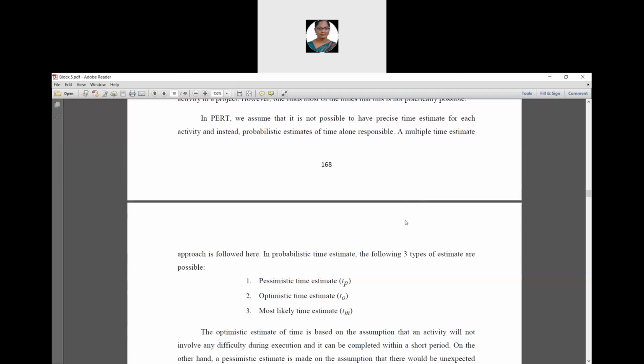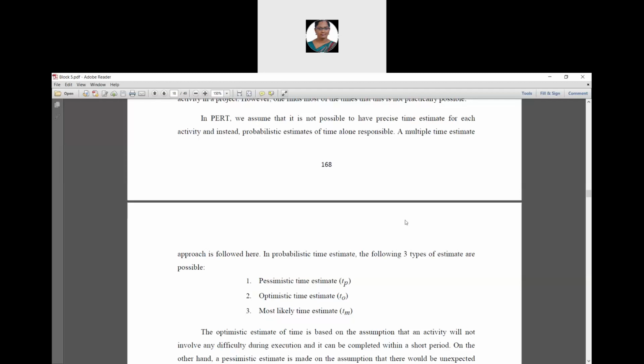Two main assumptions made in PERT calculations are: first, the activity durations are independent. That is, the time required to complete an activity will have no bearing on the completion times of any other activities of the project. And the second important assumption is that the activity durations follow a beta distribution, where beta distribution is nothing but a probability distribution with a density function.